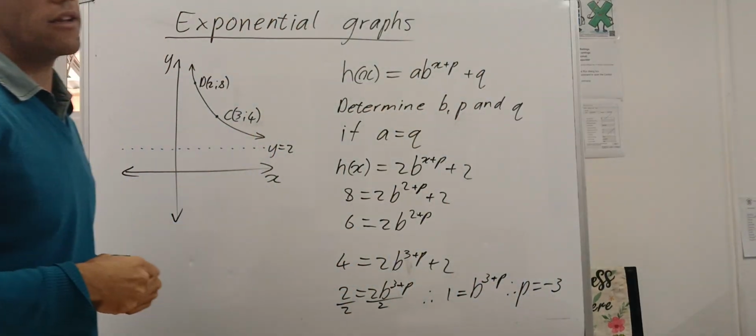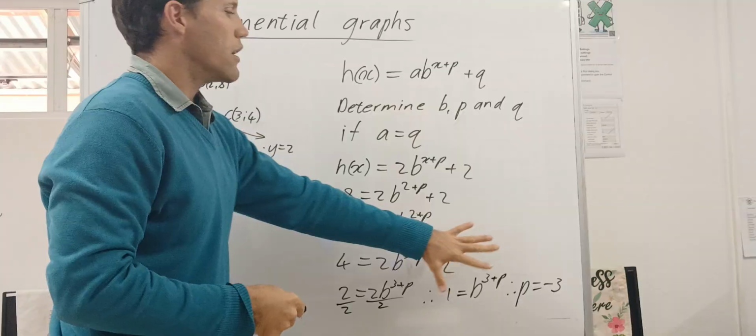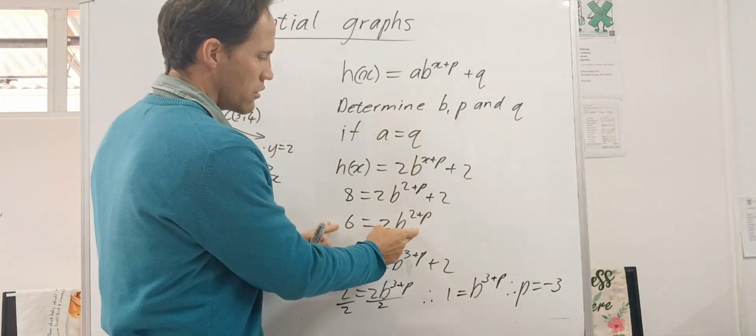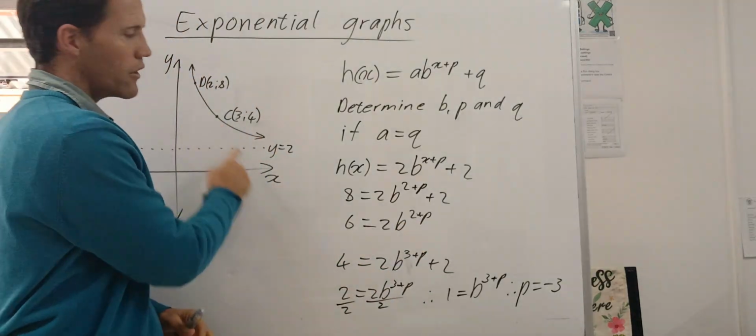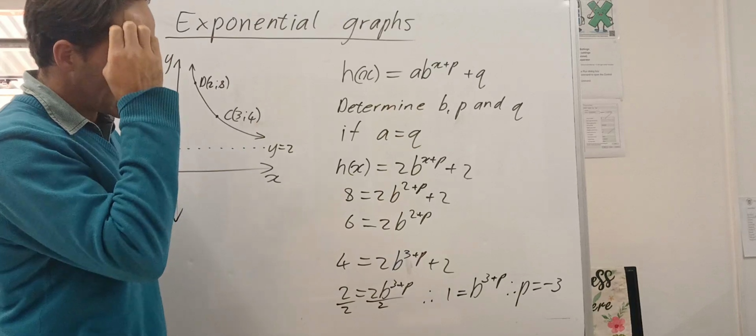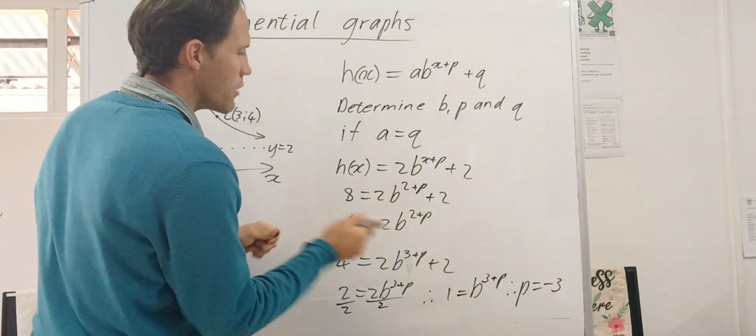That's the only way. So this is quite a random kind of thing that you must just remember. When you get stuck with one of the things you tried, go to the other coordinate you have. If you get to 1 equal to this, then you know what to do. P must be equal to negative 3. Okay. Now we can put negative 3 in here. Now we can go back to this one.